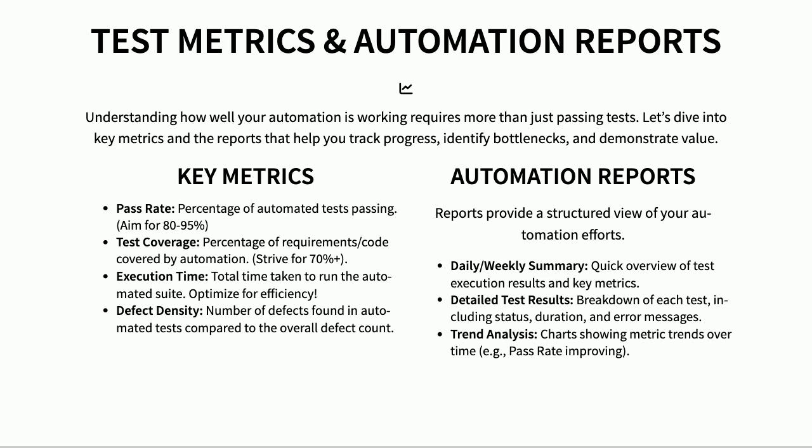Then we consider execution time. Are our tests taking too long to run? Finally, defect density helps us spot potential issues early on. And to keep track of all this, we generate reports like daily summaries that give a quick snapshot of test results and key metrics, detailed test result breakdowns for troubleshooting, and trend analysis charts so you can see if things are getting better over time.